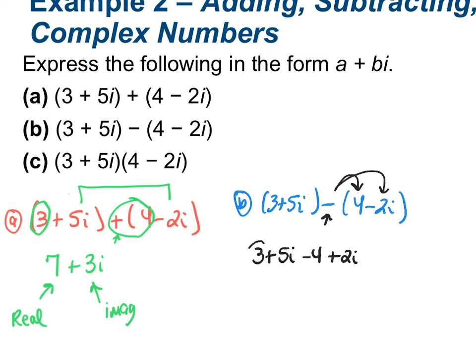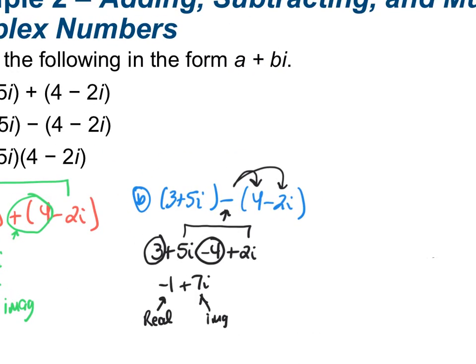So now deal with your real parts. 3 minus 4 is what? -1. And what's 5i plus 2i? 7i. Again, real part, imaginary. Questions? Okay, let's look at the third one.